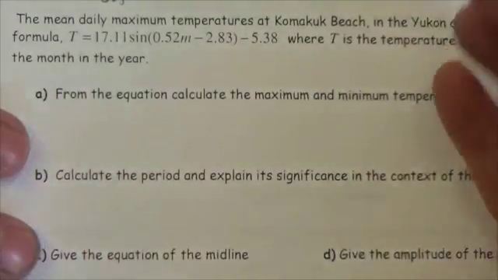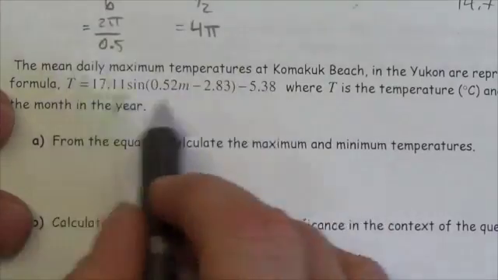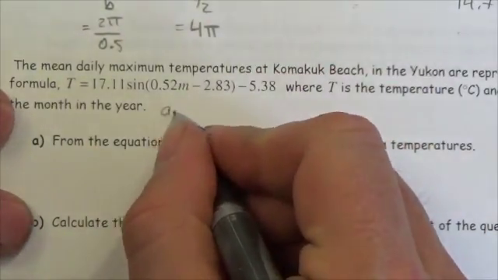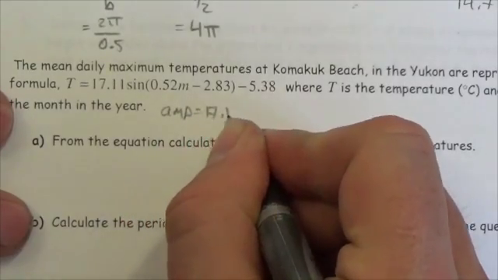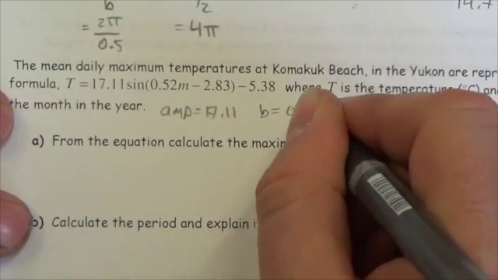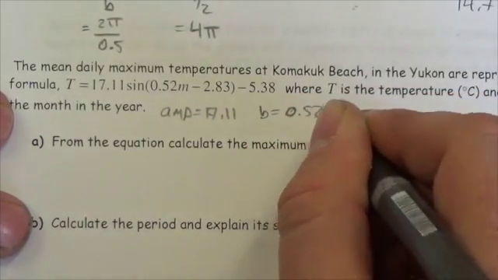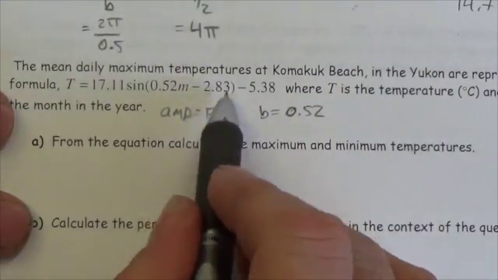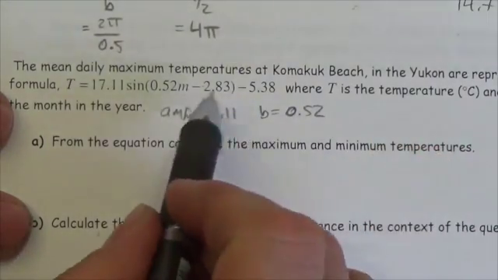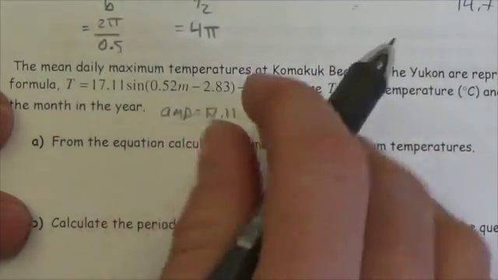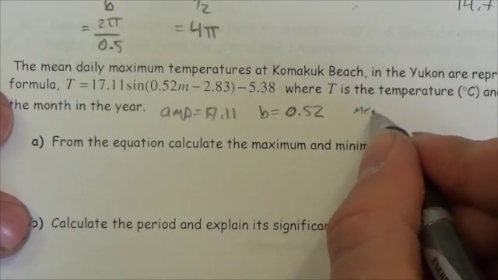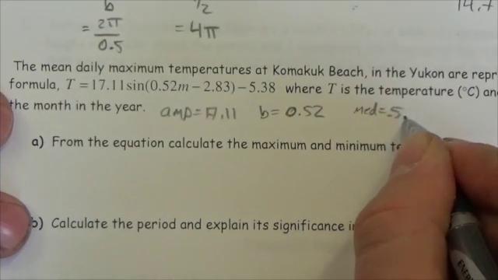Well, this is very similar to the previous question. First of all, what we're going to identify is the pieces that we have in the equation here. I know that my amplitude is going to be 17.11. I know that my B value, now B value isn't the period, but it's related to the period, is 0.52. That value of C in there, again, is responsible for left and right motion, but we're not really all that worried about that. So we're not going to worry about copying that down right now. But the negative 5.38, that's my median value, if you will. So negative 5.38.